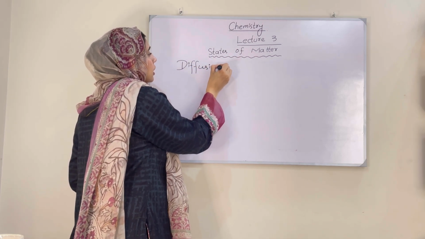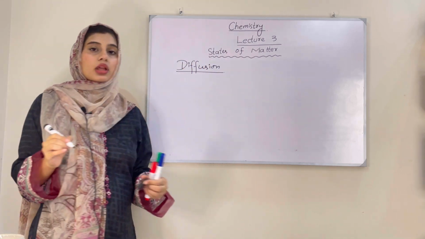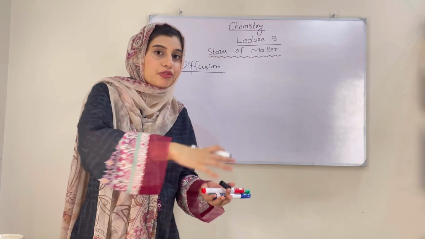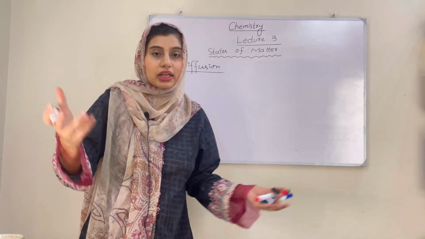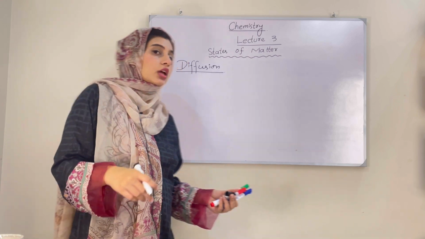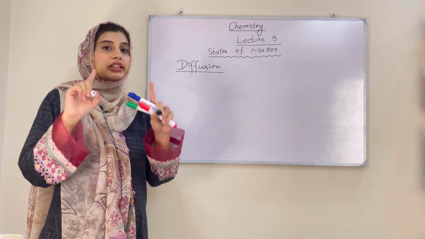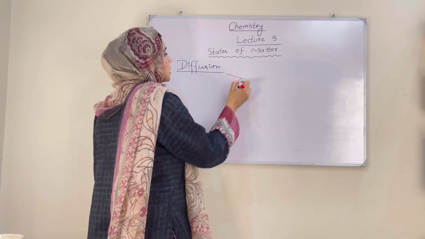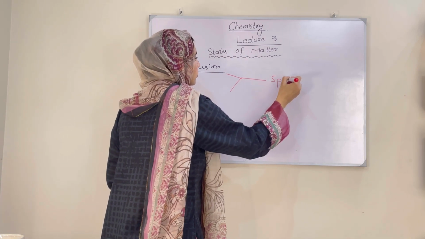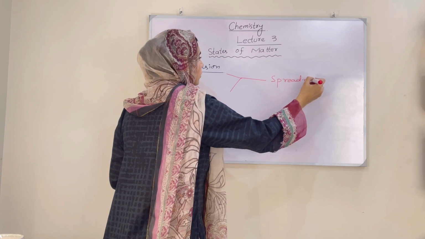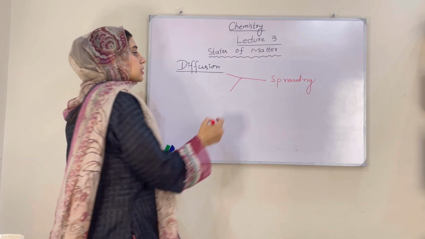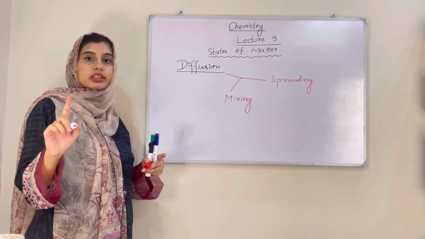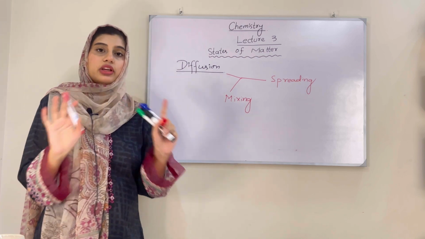Very important and very easy topic. Diffusion. What do you understand? What will be diffusion? Diffuse. Something is diffusing. What is it? So basically, you must have two words in your mind when you have diffusion. One is spreading and the other one is mixing. When you have these two words in your mind, that means you know the definition of diffusion.